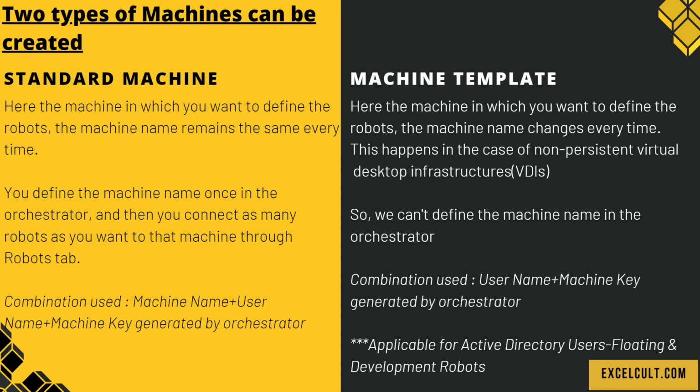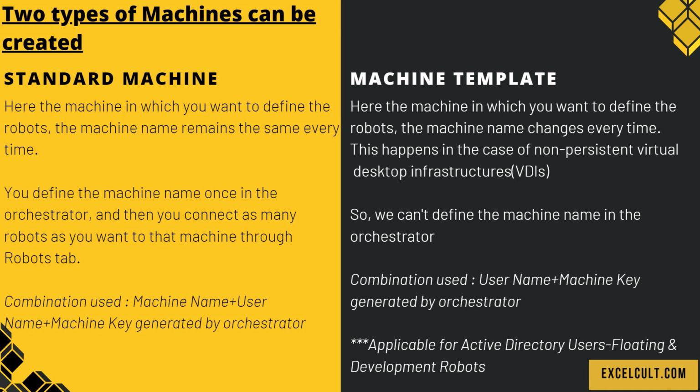What is standard machine? Here the machine in which you want to define the robots, the machine name remains the same every time. On the contrary, machine template: here the machine name in which you want to define the robots changes every time. This happens in the case of non-persistent virtual desktop infrastructures, the VDIs.